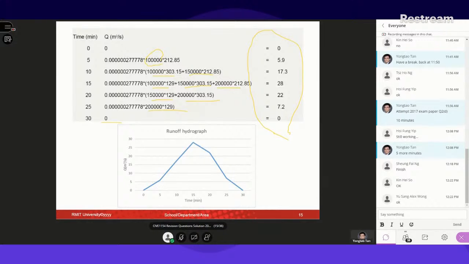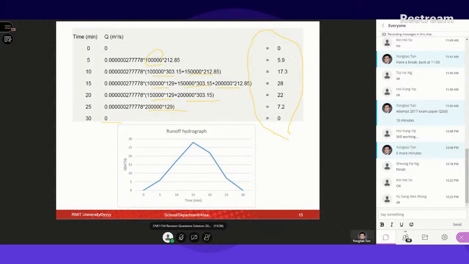Of course, if this question asks you to draw the runoff hydrograph, you can draw like this. Using the runoff at each time interval you get from this table, you can plot them on graph paper, for example.